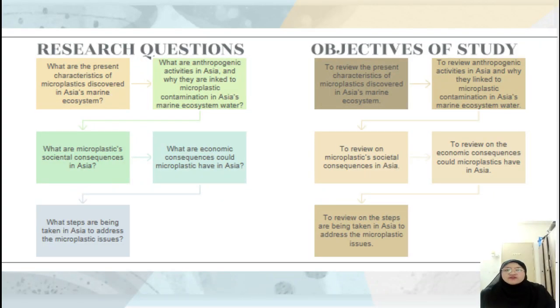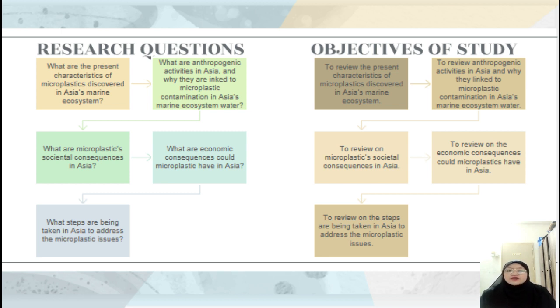Research questions. First, what are the present characteristics of microplastics discovered in the Asia marine ecosystem? Second, what are the anthropogenic activities in Asia and why are they linked to microplastic contamination in Asia marine ecosystem water? Third, what are the microplastic societal consequences in Asia? Fourth, what economic consequences could microplastic have in Asia? And lastly, what steps are being taken in Asia to address the microplastic issue?